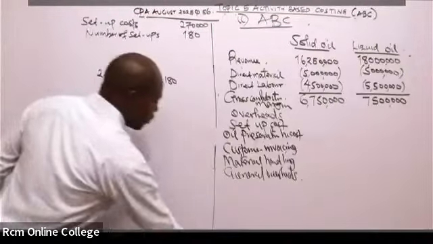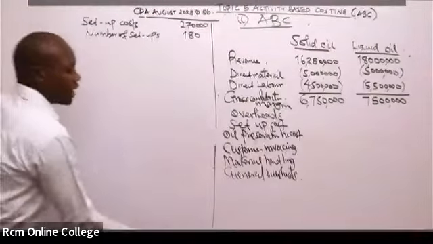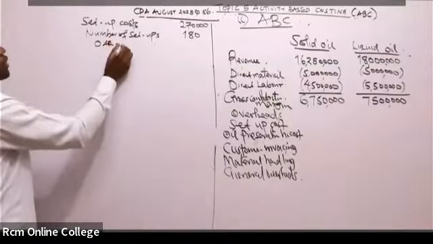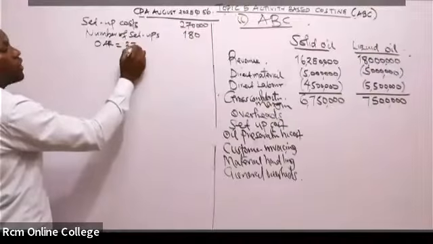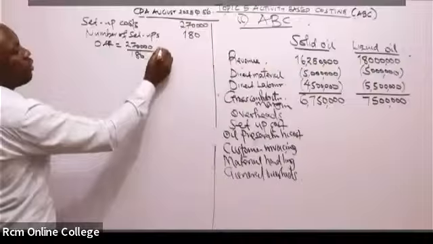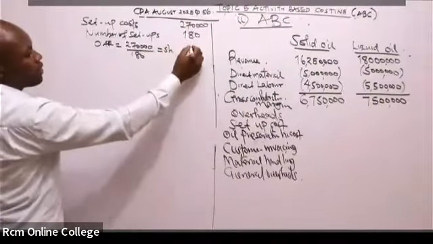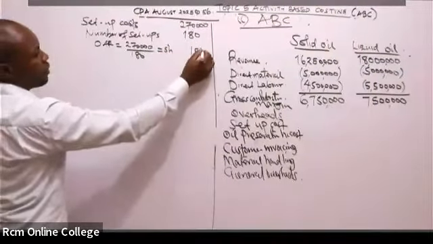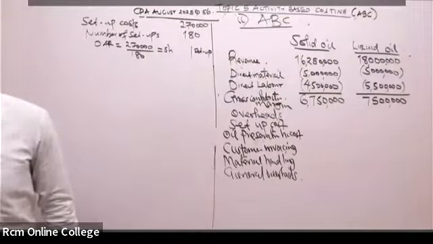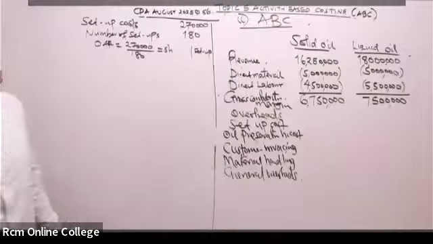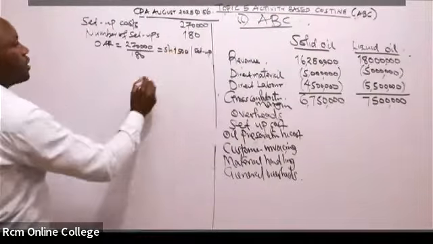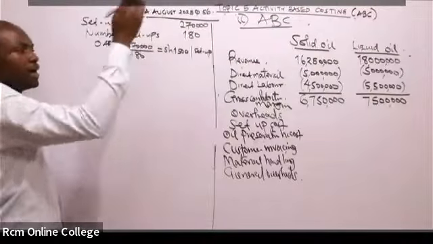Now, with that information, can we get the overhead absorption rate? Overhead absorption rate is equal to budgeted overheads, the 270,000, divided by the number of setups, which is 180. What is the overhead per setup? 270,000 divided by 180 is 1,500. 1,500 is the overhead absorption rate per setup.